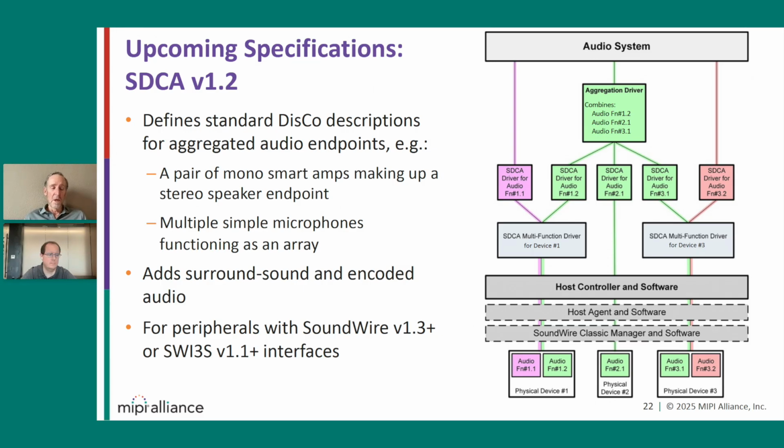SDCA 1.2 is very much focused on providing aggregation. As we talked about earlier, aggregation is being done predominantly by the operating system vendor, and it does not have a significant amount of customization and reporting available to the integrators and to the hardware vendors. SDCA 1.2 will provide a new set of DisCo data that will fully describe how all of the hardware in a system is routed and aggregated together.